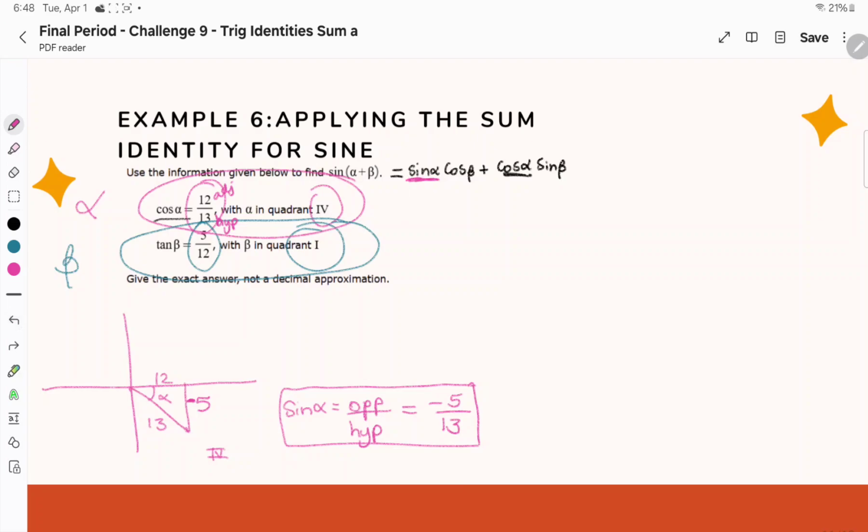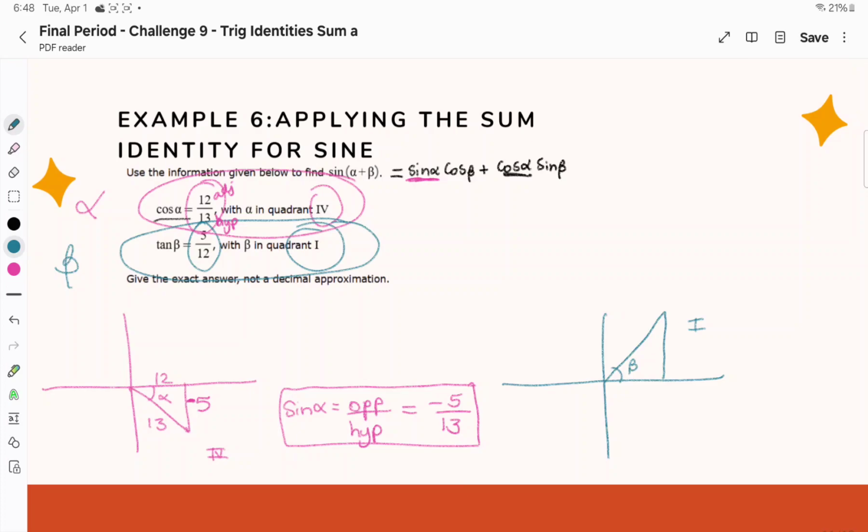So now I'm going to be working with beta because I need to find cosine of beta and I need to find sine of beta. I just have tangent, right? And that's not on the formula. So I'm going to draw again. It says that my beta is in quadrant 1. Here's my quadrant 1. I'm going to draw my triangle. My angle is beta. And I have that the tangent of beta is 5 over 12.